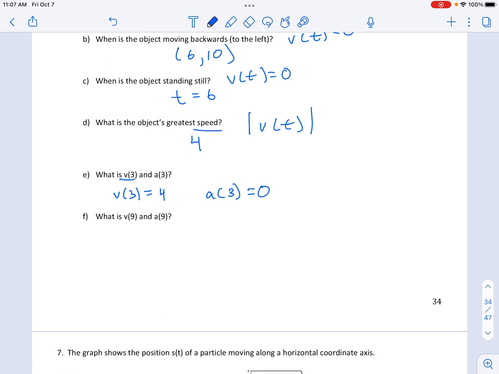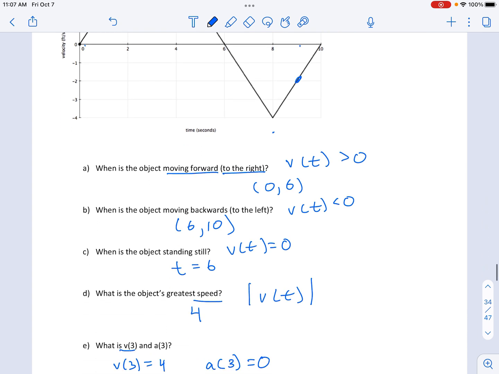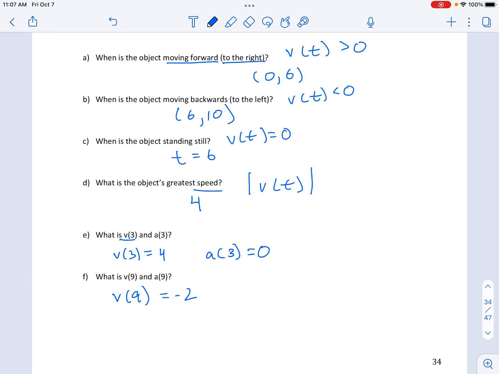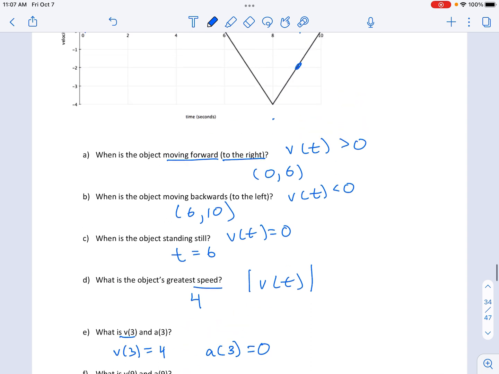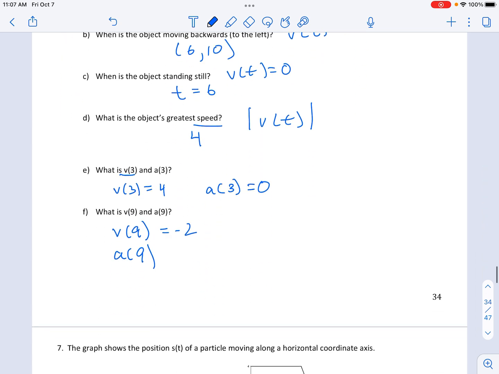Okay, and the same idea, let's look what happens at 9. Velocity at 9 is just the y value here. So 9 would be here. Looks like it's exactly negative 2. Acceleration at 9 would be the slope of this graph, and it's just a straight line. I can count out the slope. It looks like I'm going up 4 to the right 2, so slope is 4 over 2, which is still 2.